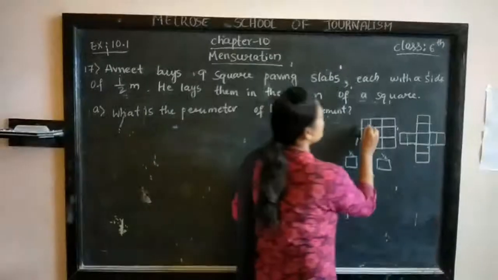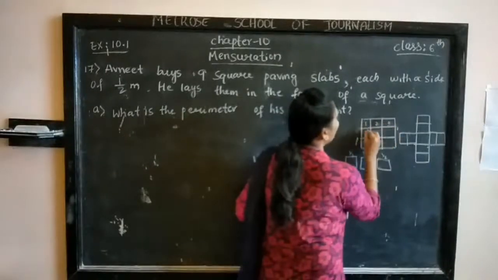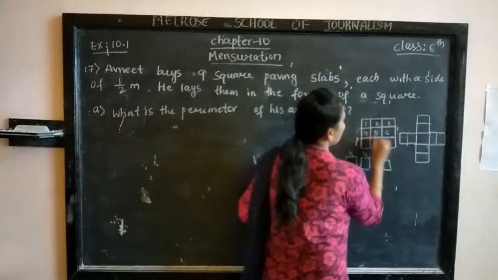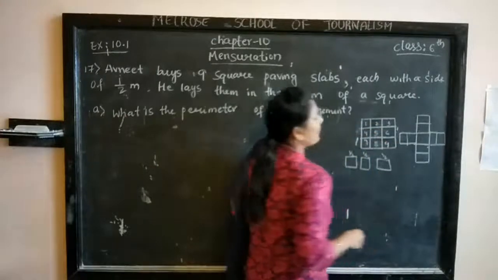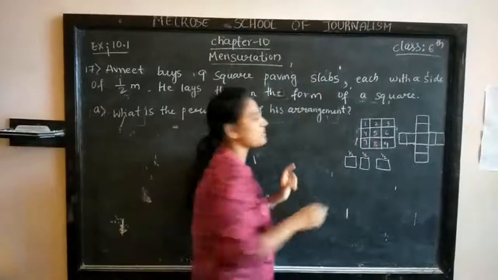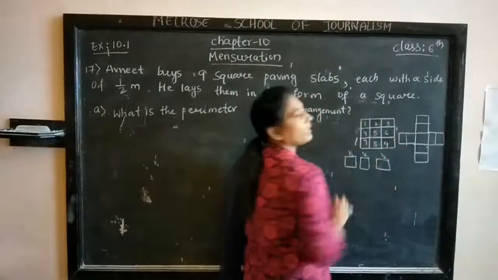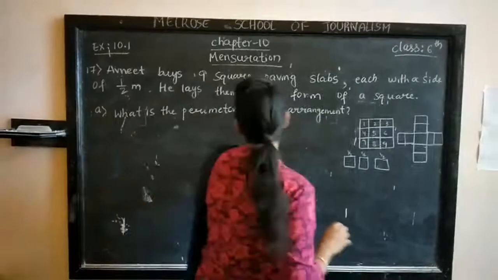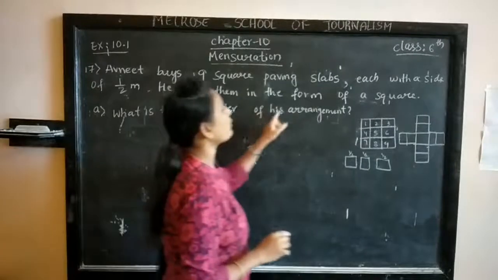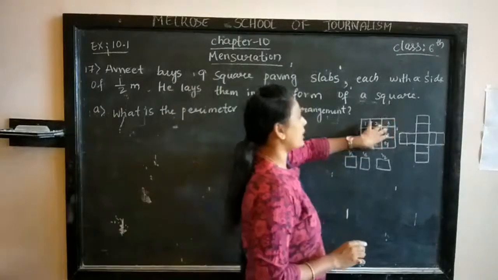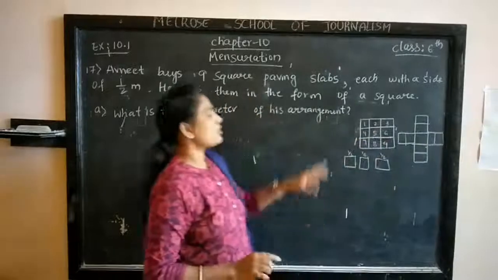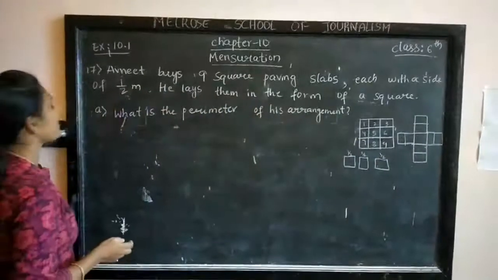See here, if you see it, 1, 2, 3, 4, 5, 6, 7, 8, 9. So he has used those 9 slabs and made this square arrangement. Clear? Now, what is the perimeter of this arrangement? We need to find out the perimeter of this arrangement. So how to find out the perimeter of this arrangement?